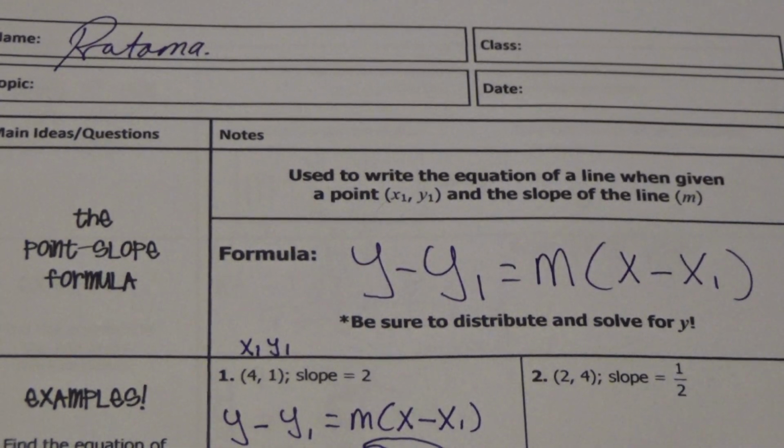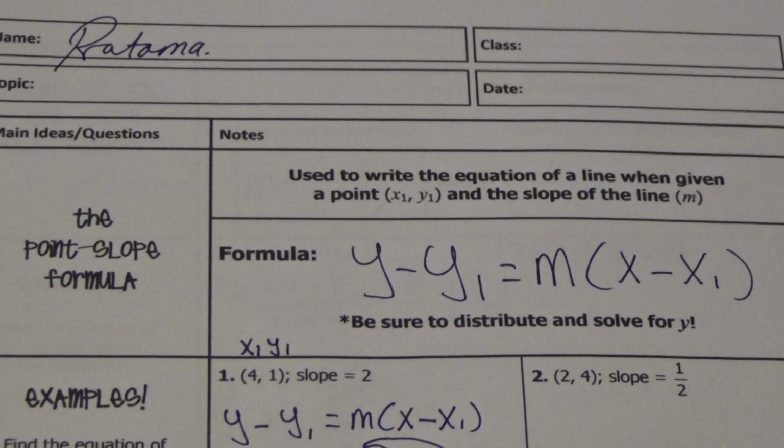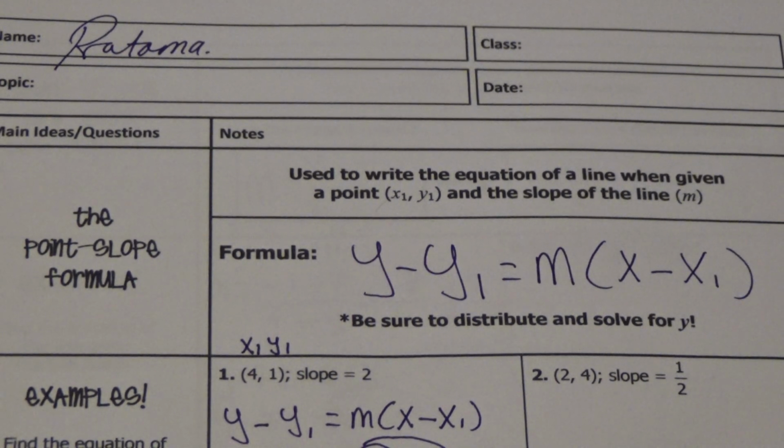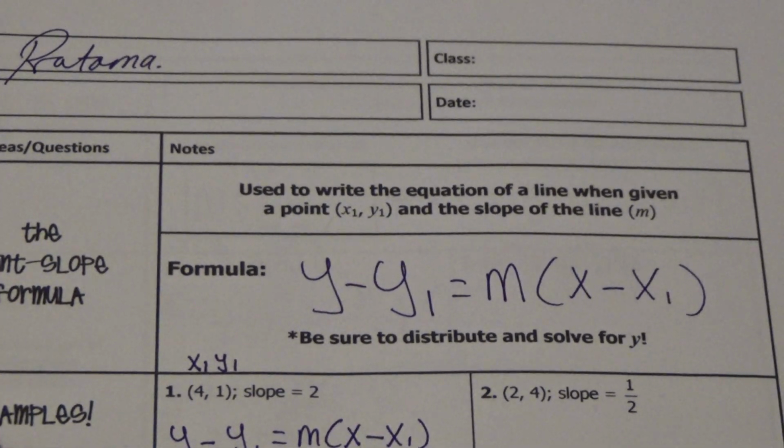Alright guys, so today we're going to talk about the point slope formula. Pretty much we're going to figure out the equation given the slope and a point. Hence it's called point slope formula, because you need a point and a slope, right? That's what it's called, point slope formula.